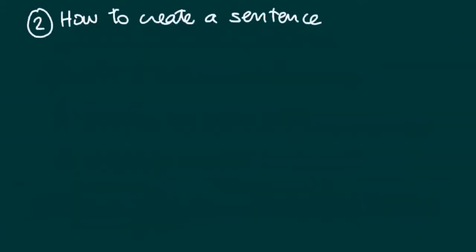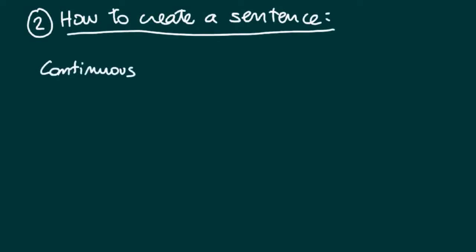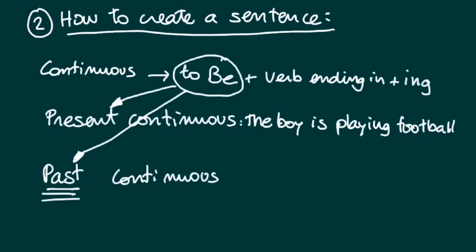2. How we create a sentence in past continuous. All continuous tenses follow the same structure: be plus verb ending in ing. If you remember, in the present continuous, the verb to be goes in the present. So now, in the past continuous, the verb to be goes in the past.